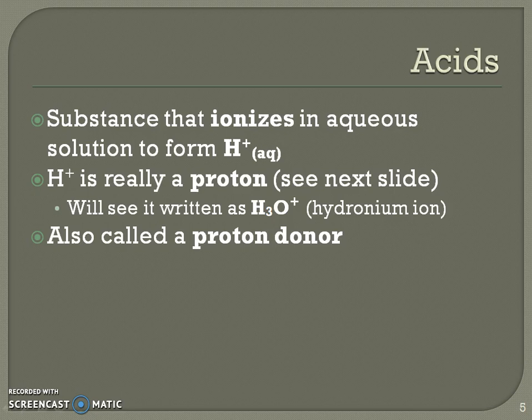So an acid is something that ionizes in an aqueous solution to form these H+ ions. This H+ ion is really a proton, and you're going to see that in the next slide. However, you're going to see this H+ ion is also written as H3O+, called the hydronium ion. You'll see that a little bit more often later on, but I wanted to bring it to your attention now because I do put it in here and there as well.